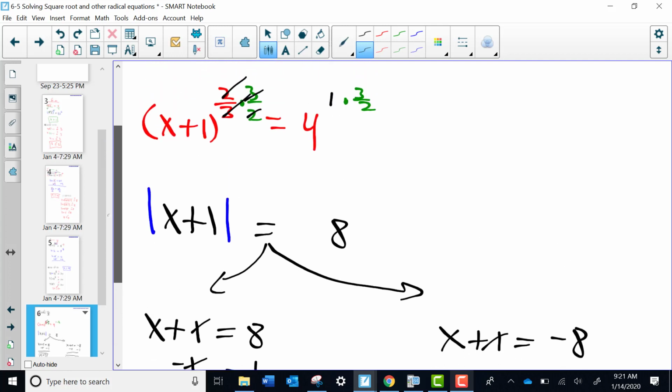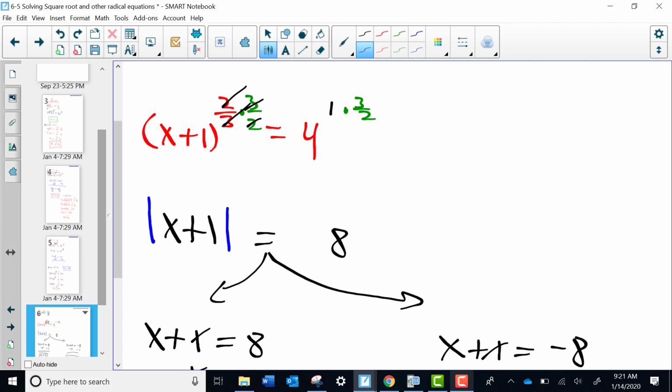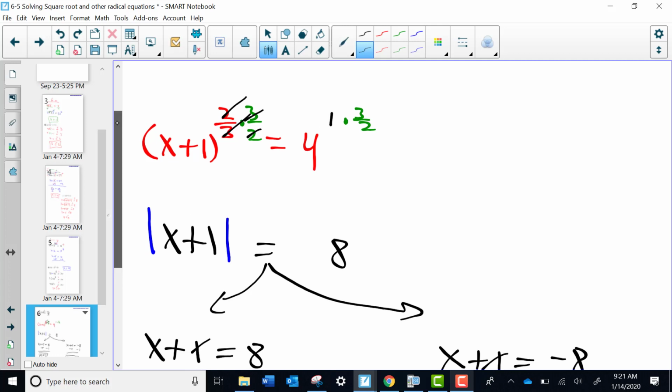So I repeat, when the numerator of the rational exponent is even, you know you're going to have 2 solutions. We have 2 solutions because we use absolute value. And we'll check to make sure both of these are correct.